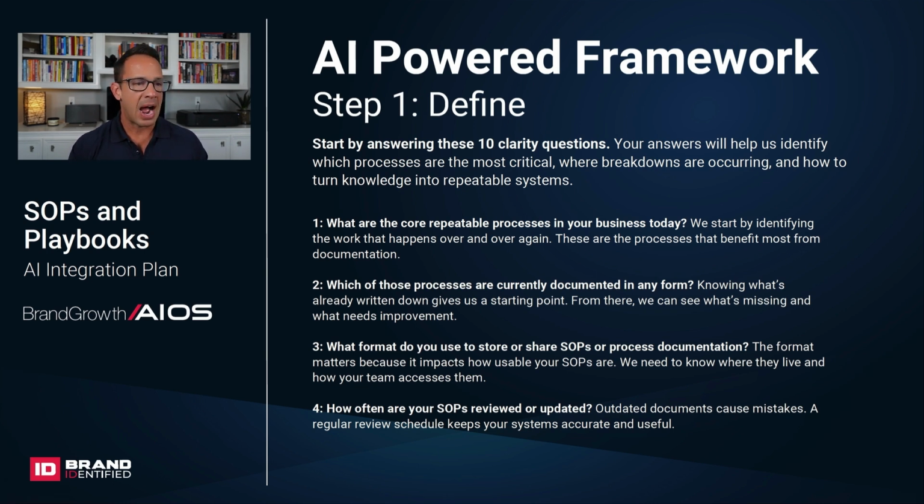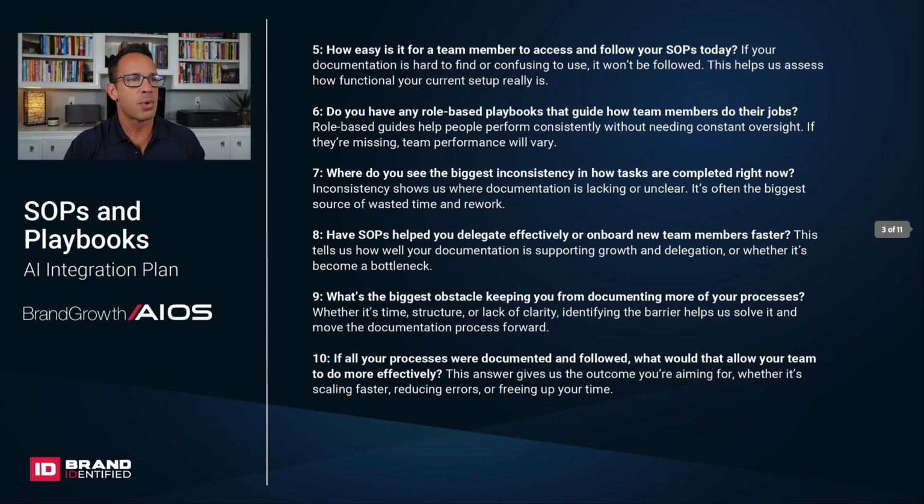Question number 4, how often are your SOPs reviewed or updated? Outdated documents cause mistakes. A regular review schedule keeps your system accurate and useful. Question number 5, how easy is it for a team member to access and follow your SOPs today? If your documentation is hard to find or confusing to use, it won't be followed. This helps us assess how functional your current setup really is.